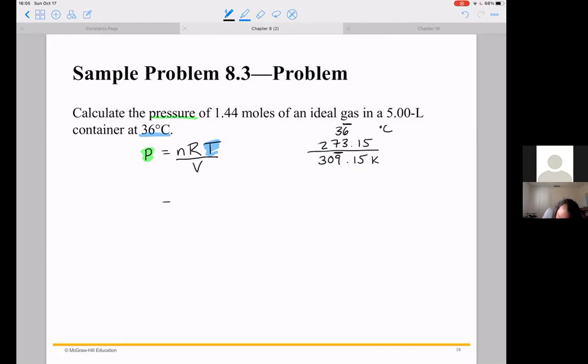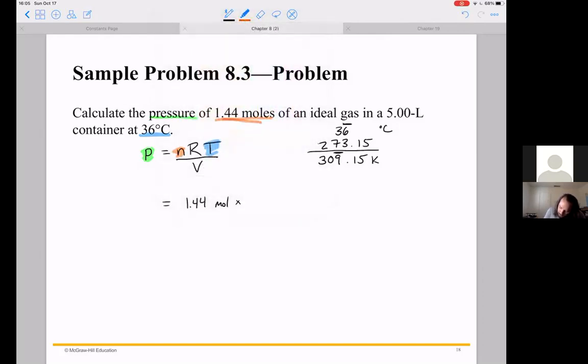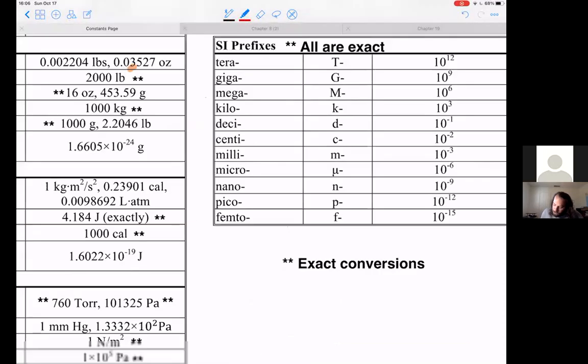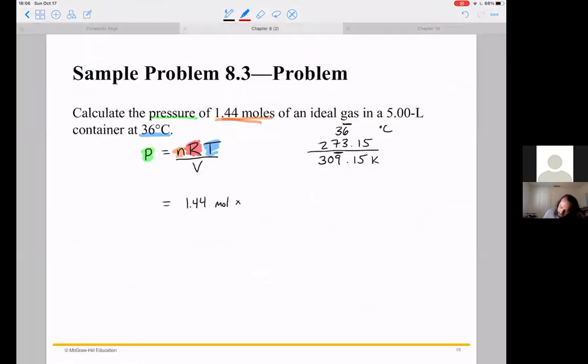Okay, so now let's plug in all of our other variables. N is 1.44 moles times R. Let me color code here. So N is the 1.44 moles. I need R, which again, I'm going to get from the constants page. We're going to take this first value here. We're actually going to do an example with both of them, but I just want to make a point. So let's take the first value, the 0.082058.